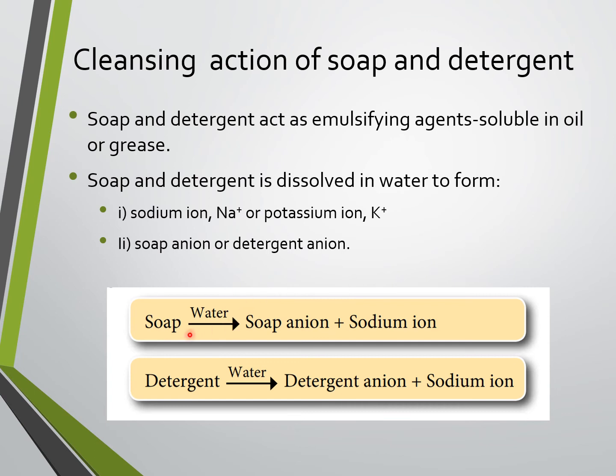For your information, when soap goes into water, it will divide into two sections, the first one is the anion and the second one is the sodium ion. The sodium ion will go into the water, while the detergent also separates into two different parts, the first one is the detergent anion, anion meaning negatively charged, and the sodium ion will go into the water. The positive part of the soap and detergent will separate from the anion.